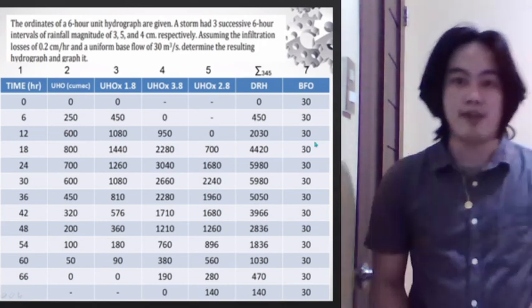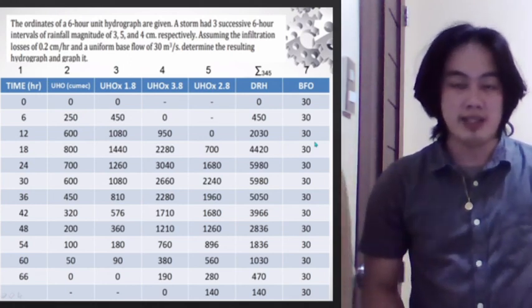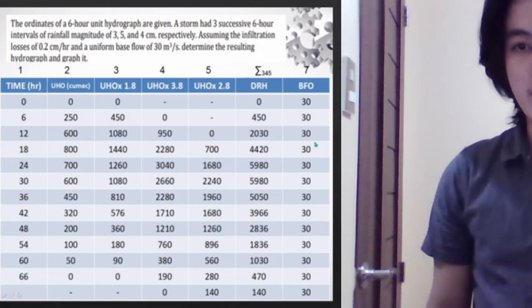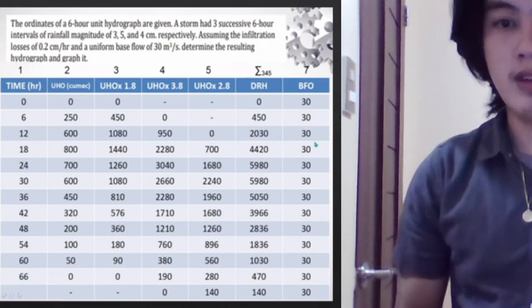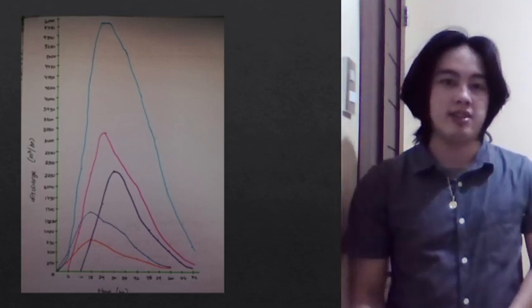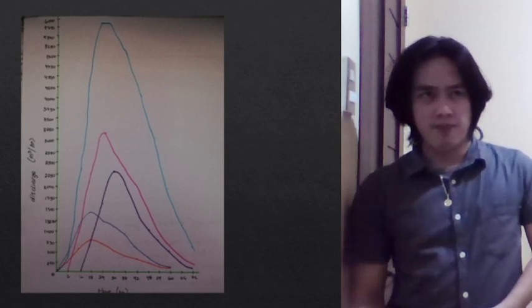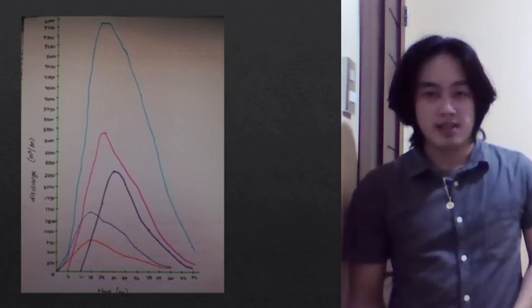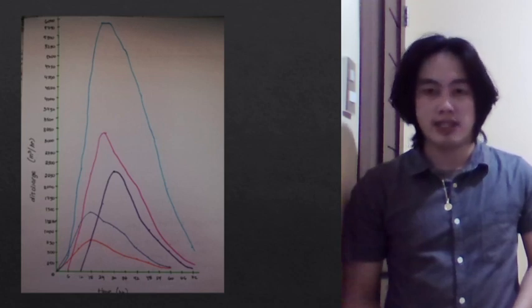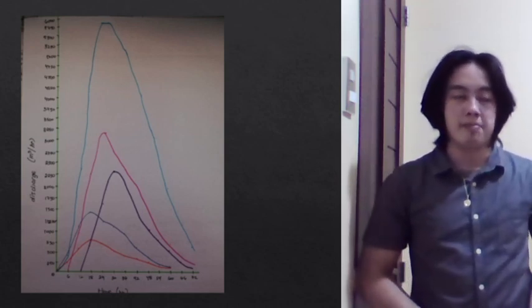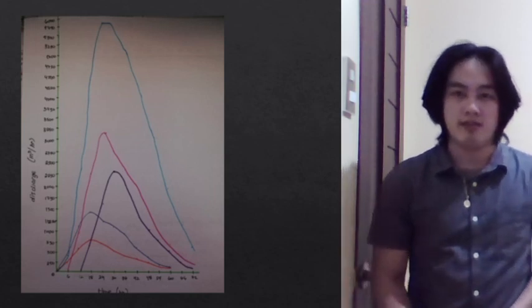Then for the BFO, it is already given, 30 cubic meters per second. Now for the graph, we just input the values here and plot the points. The light blue is the direct hydrograph. The red is the UH from earlier. The black is our 3 cm, the darker one. The violet is the 4 cm. And the pink is the 5 cm. So that's all from me. Thank you.